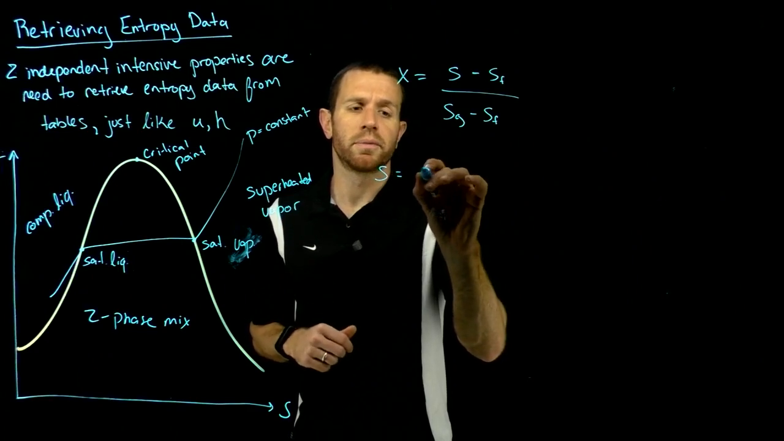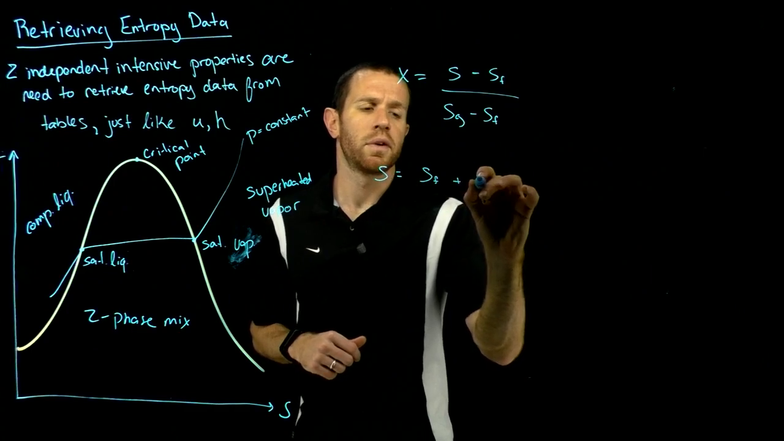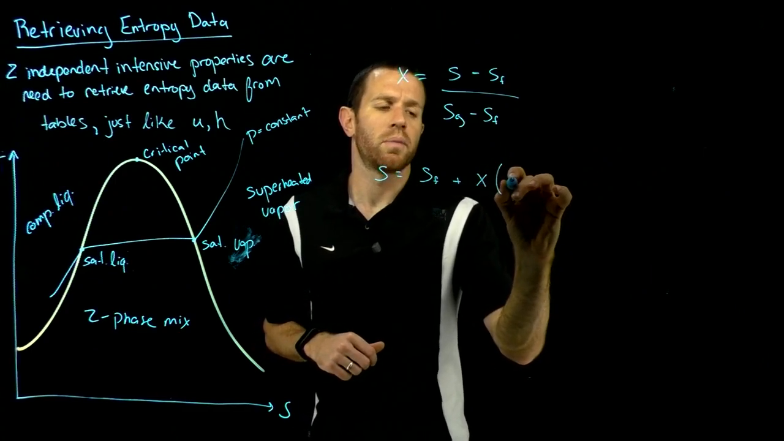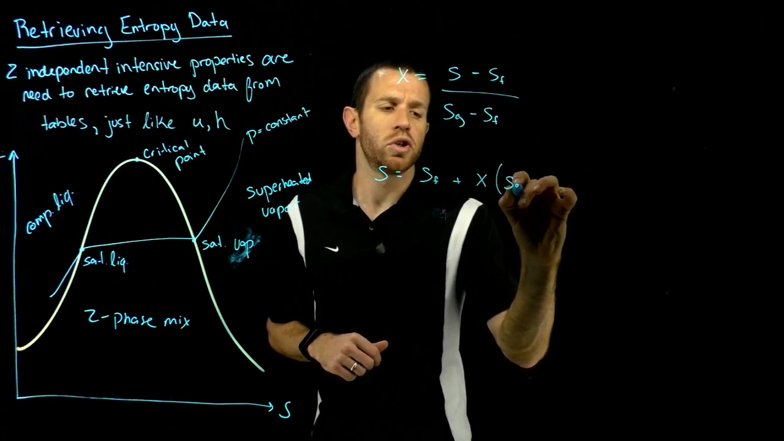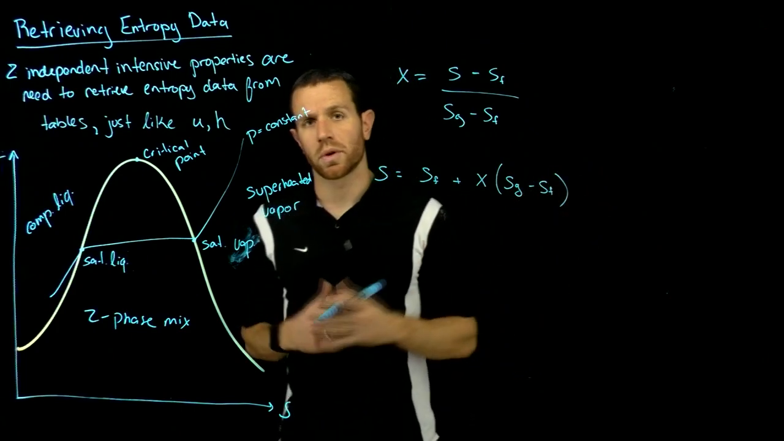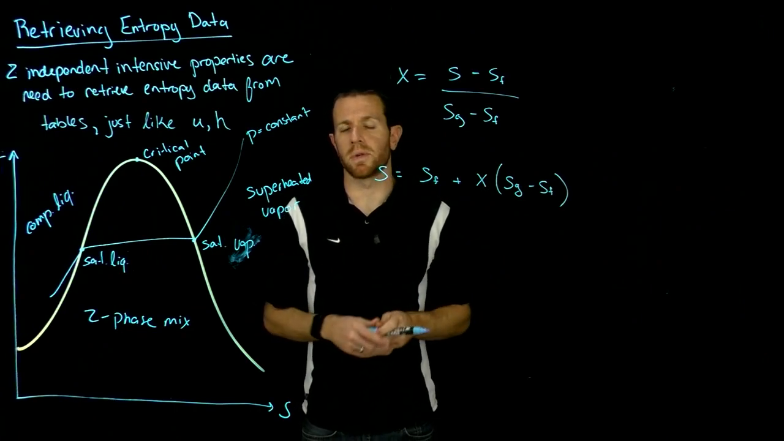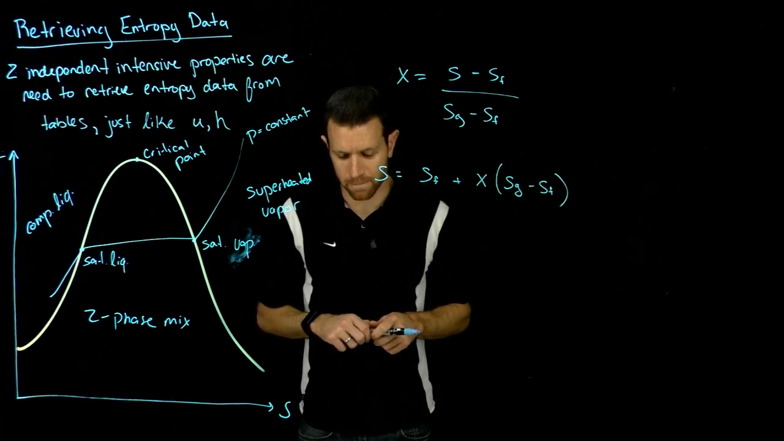So just like we've done for other properties, we can use quality to find entropy. So here we have maybe s = sf + x times (sg - sf). So we really do treat these in the same way as we do internal energy or enthalpy.